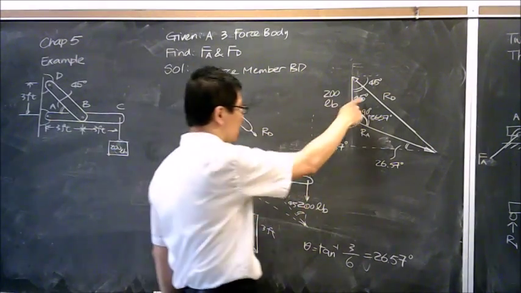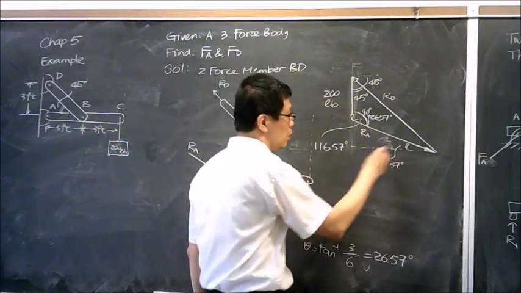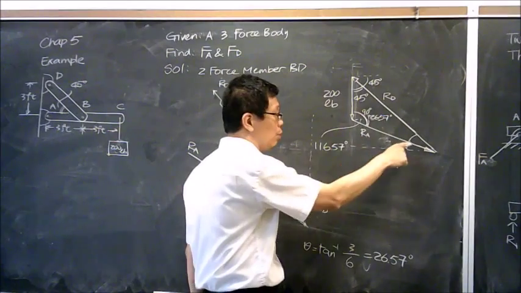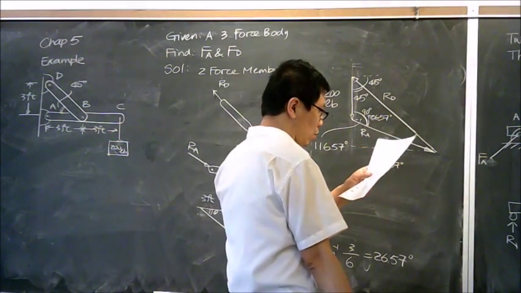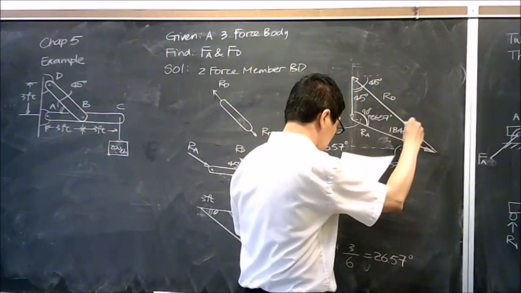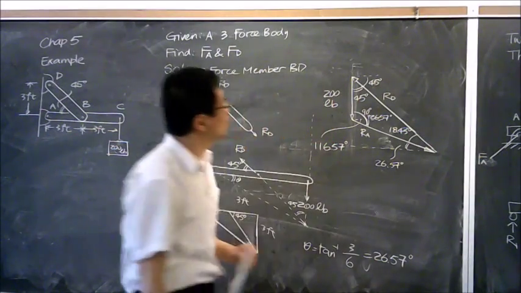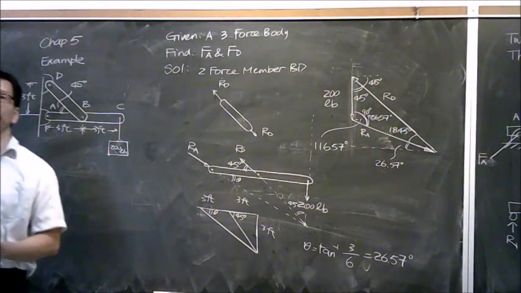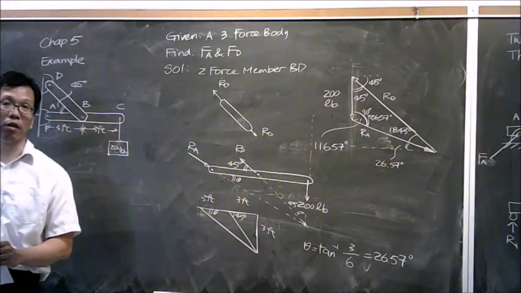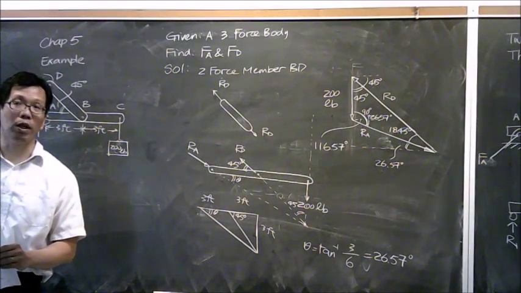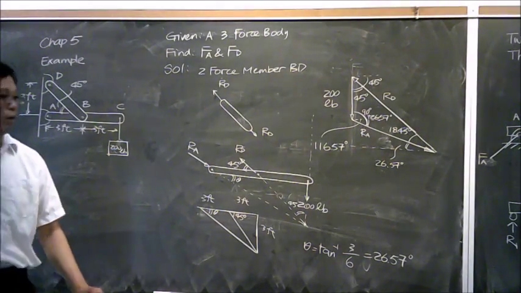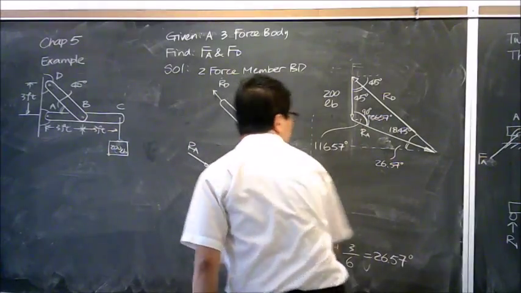So we know this is 45, this is 116.57 degree. What do we have over here? 180 minus this number, and we get this angle, which is going to give me 18.43 degree. How many angles do we know here? 3 angles. How many forces do we know in this triangle? 1. So what do you want to do to find out RA and RD? Law of sines. Very good. So we can use law of sines.